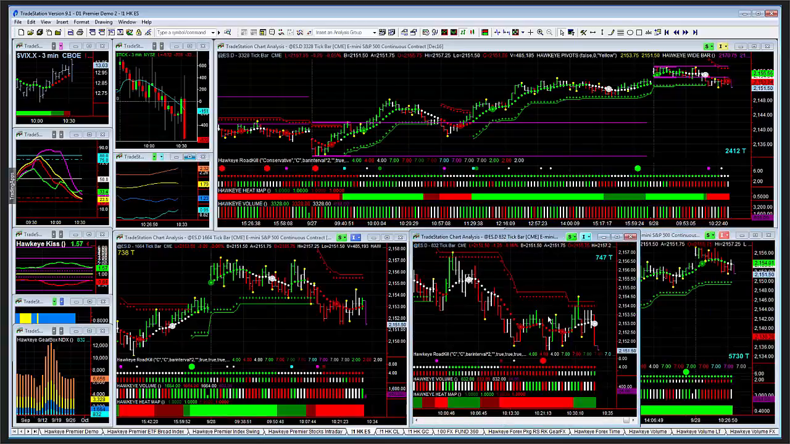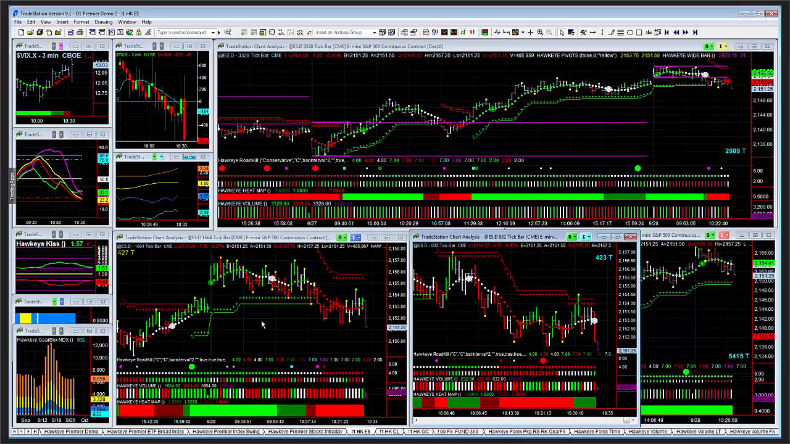I don't usually trade off of the light blue, so most of the time I will trade off of the blue chart as my fastest time frame, with my yellow chart as my second time frame confirmation, and my red chart as my third time frame.